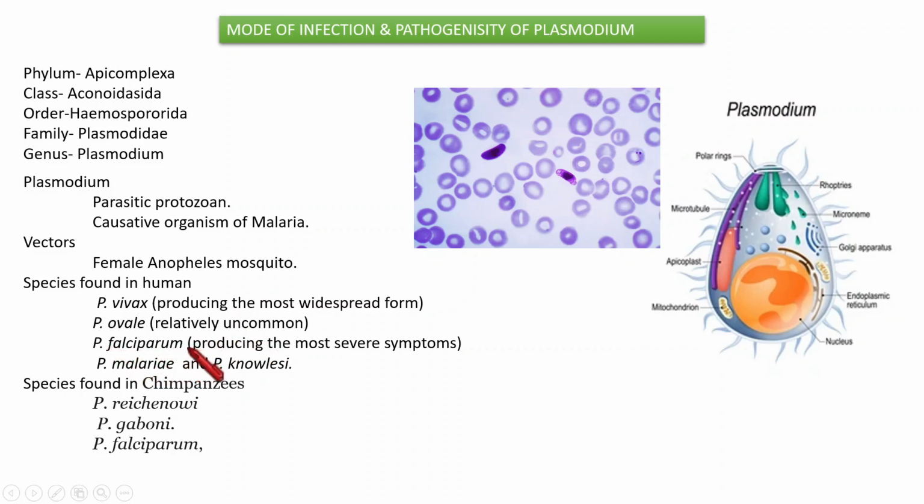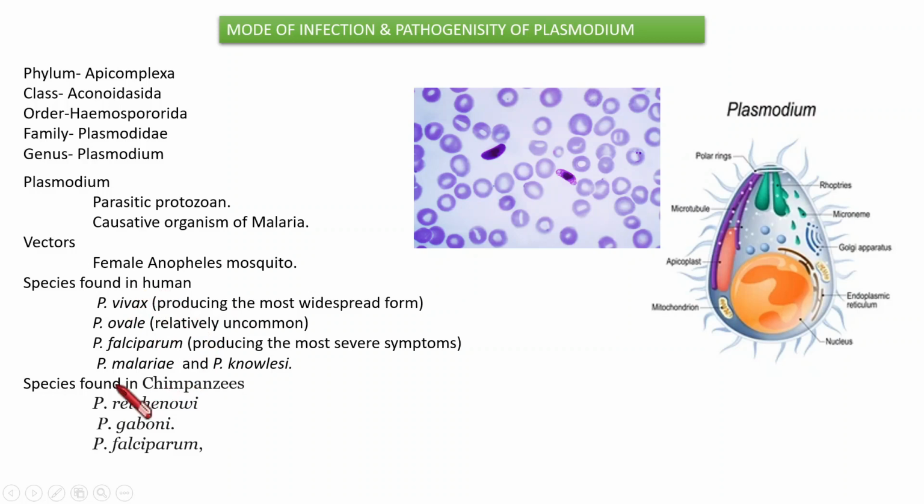This one causes the most severe symptoms associated with malaria, because when this Plasmodium falciparum affects human beings, the symptoms are very severe. And then two more species are also there, Plasmodium malariae and Plasmodium knowlesi. So these are the species of Plasmodium that cause malaria in human beings.